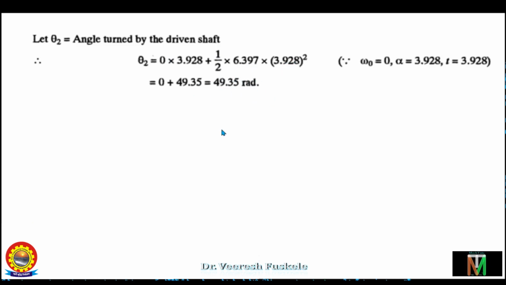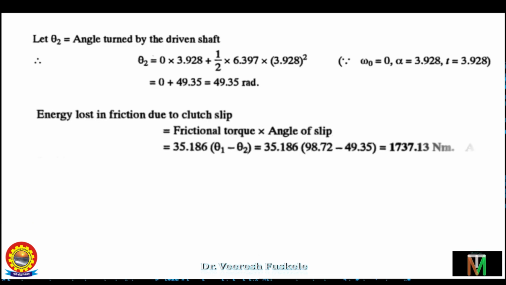Now from the equation, energy loss is equal to T into angle of slip. Angle of slip is nothing but theta 1 minus theta 2. So we can find out the energy loss in friction due to clutch slip as shown here. This is nothing but 1737.13 Newton meter. So this is how you can find out the energy loss and the time required to attain the full speed.